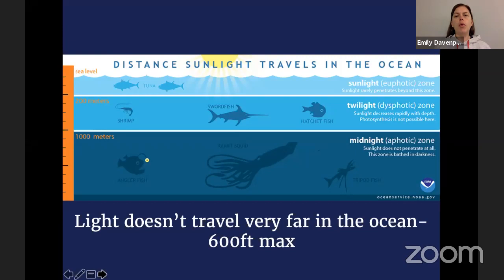And this is really important in the ocean, because light doesn't travel very far in the ocean. It travels about 600 feet or so. So once you're down in the midnight zone of the ocean, which is about 1,000 meters, 3,000 feet, there's no sunlight. So animals that live in the ocean have to rely on something else aside from vision to communicate, and sound is a really good way to do that.